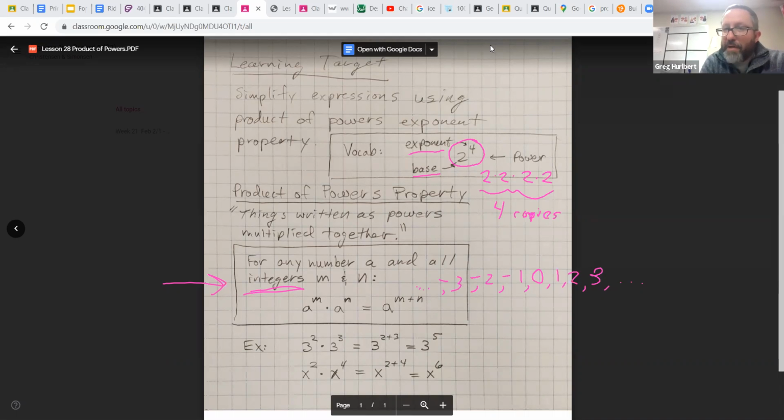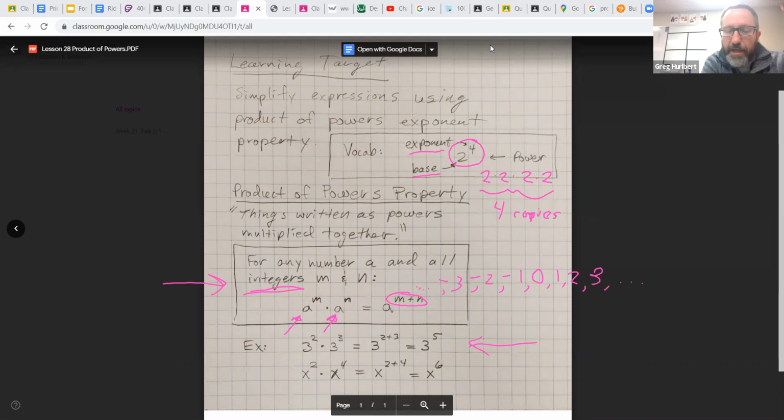So when you have a setup like that, which is going to be most everything you're going to see, written in this form, if you have the same base, so the A has to be the same number in both cases, what you get to do is add their exponents together. So A to the m times A to the n would be A to the m plus n, a new exponent made of the 2 previous exponents added together.